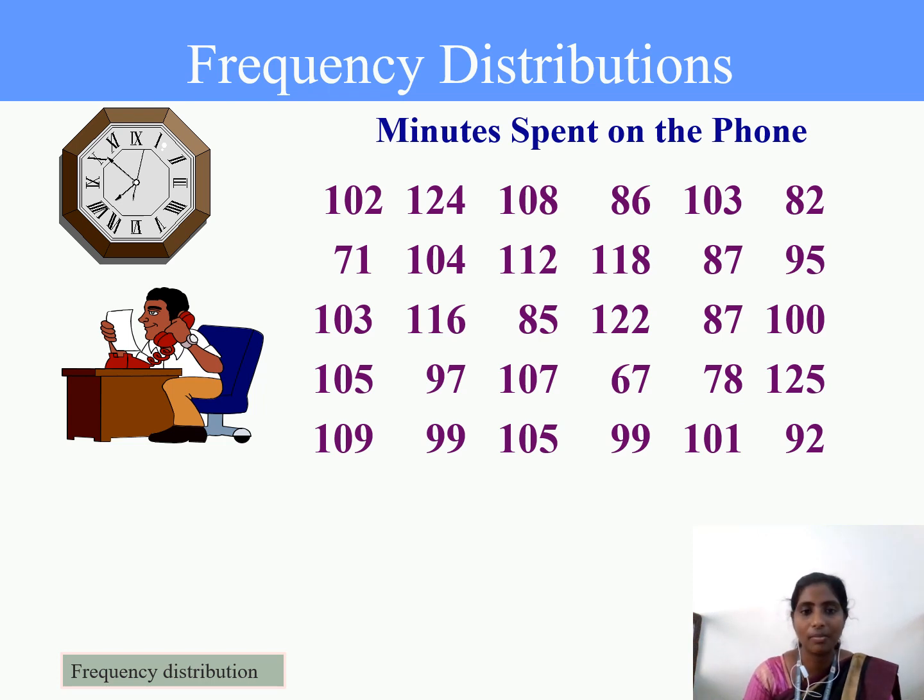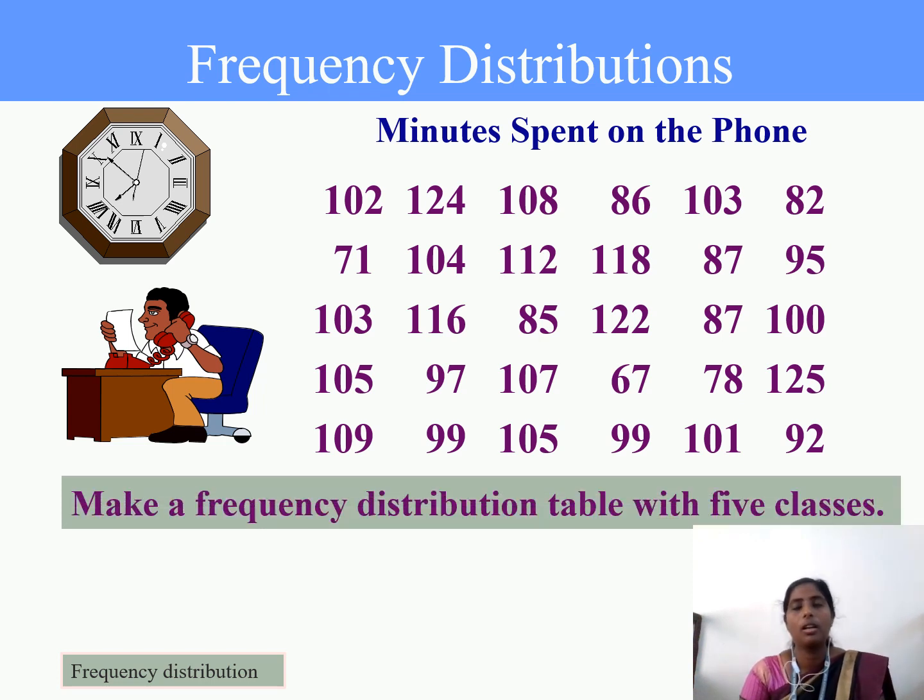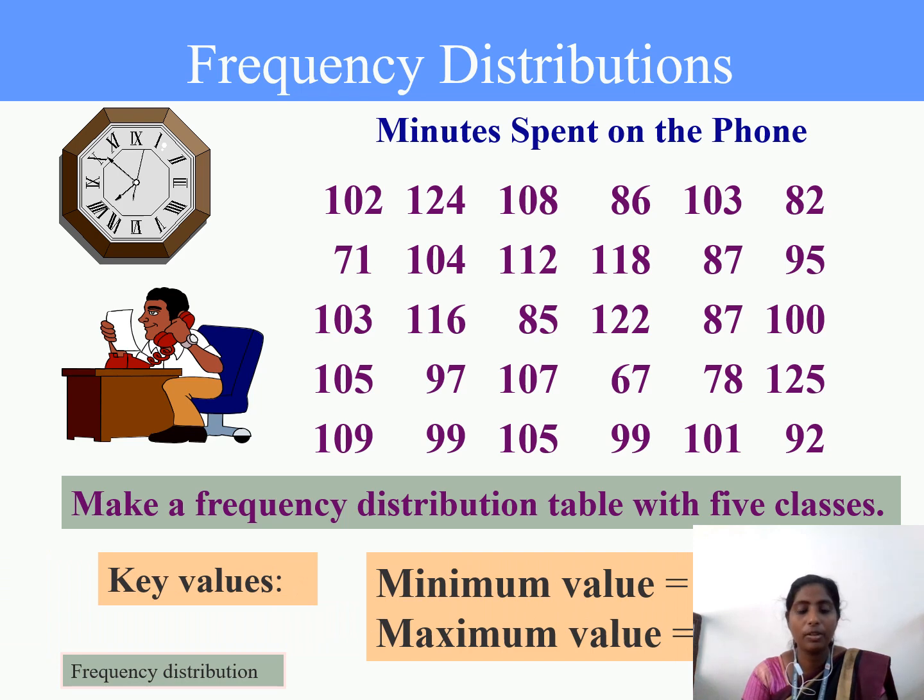So consider this example. This example shows the minutes spent by a person on a phone. And these are our observations. We have got these many values, and here we are going to create a frequency distribution table with 5 classes, and before that we have to consider the minimum as well as maximum value from this observation. When you look into the observation, you can find that the minimum value here is 67 and the maximum value is 125. Kindly make note of that before proceeding.